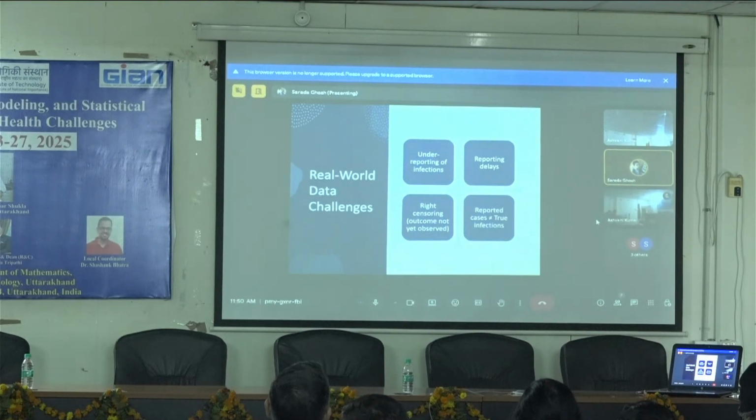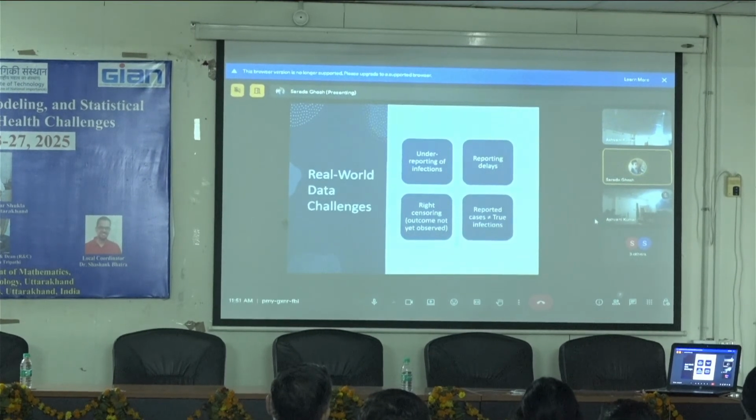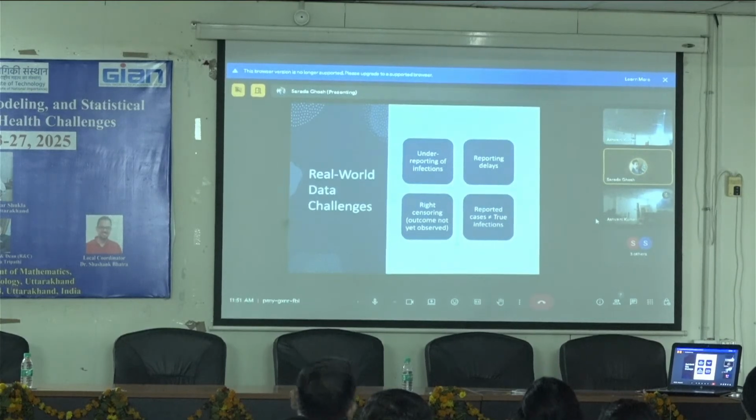So these are real world data challenges: under reporting of infections, reporting delays, right censoring, and reported cases and true infections not being equal. Under reporting of infections means sometimes it is not possible to report the exact number, like how many patients are affected or how many people are at risk. In those cases, we can't predict the decision.